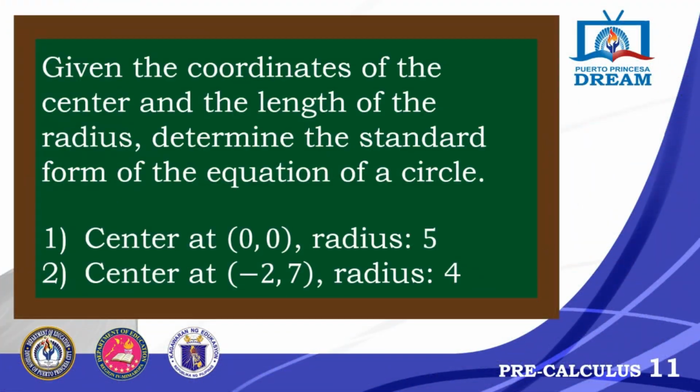Given the coordinates of the center and the length of the radius, determine the standard form of the equation of a circle. Number 1, the coordinates of the center is at 0, 0, and the radius is 5 units. And number 2, the coordinates of the center is at -2, 7, while the radius is 4 units.